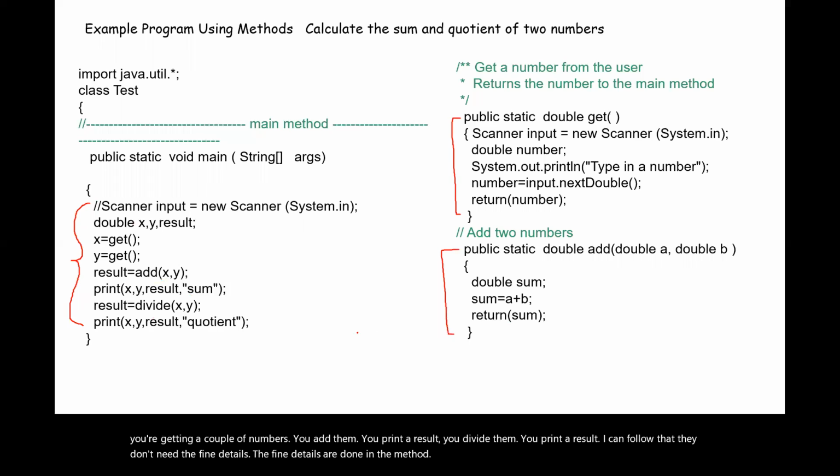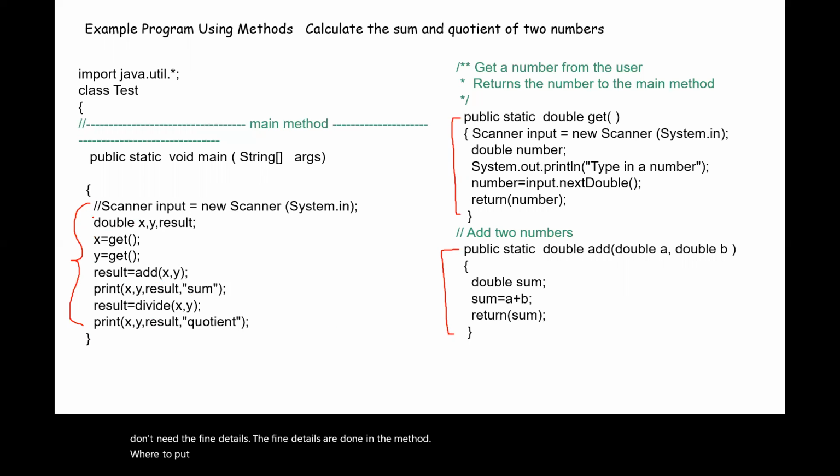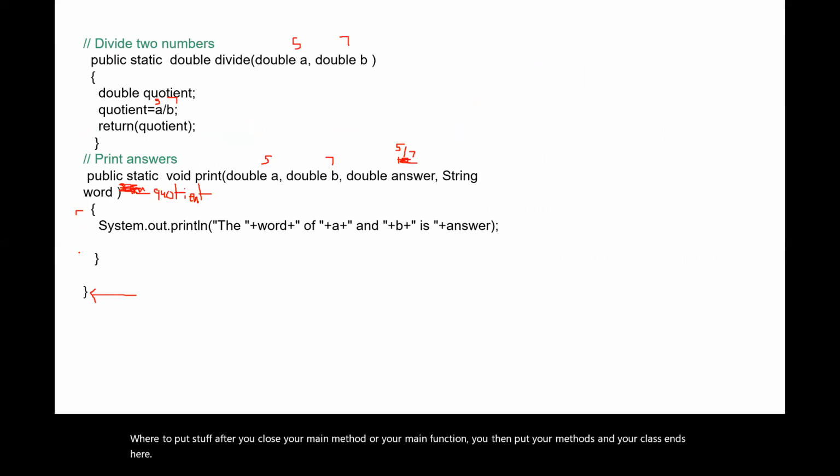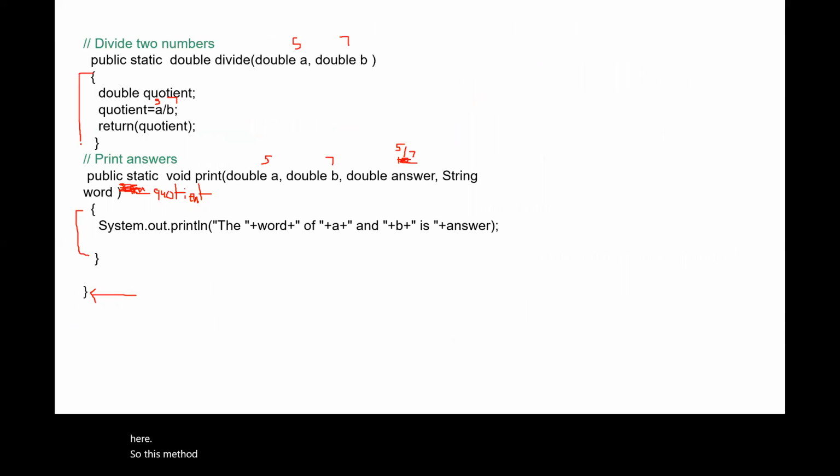Where to put stuff. After you close your main method or your main function, you then put your methods. And your class ends here. So this method begins and ends, this one begins and ends, and this says we're now finished the whole class.